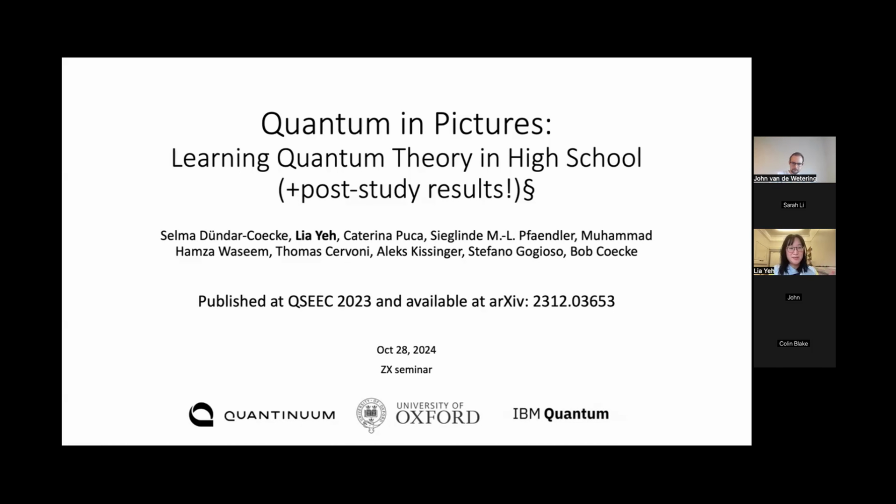This is a collaboration between a number of institutions: Quantinuum, the University of Oxford Computer Science Department, and IBM Quantum. Here are a number of the faces on the team. There are more people on the team, but these people were involved with the experiment itself or the discussions of the future plans.